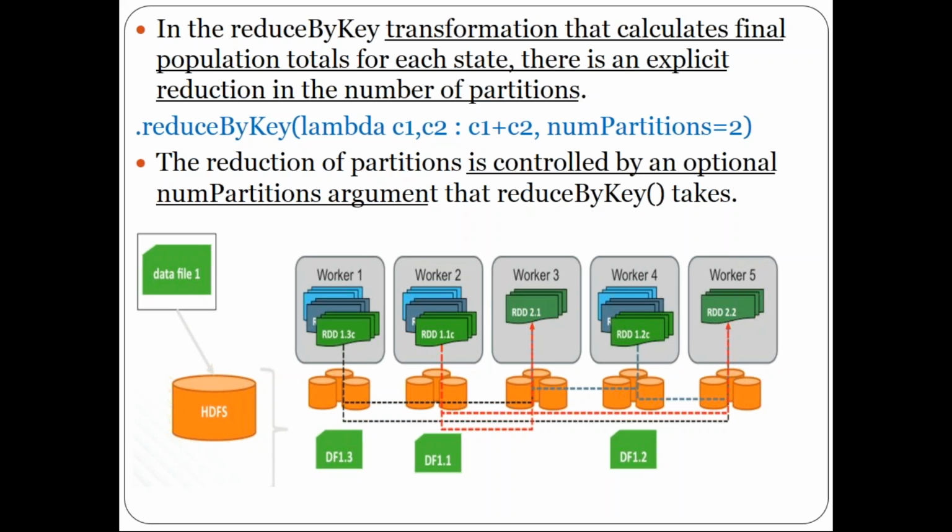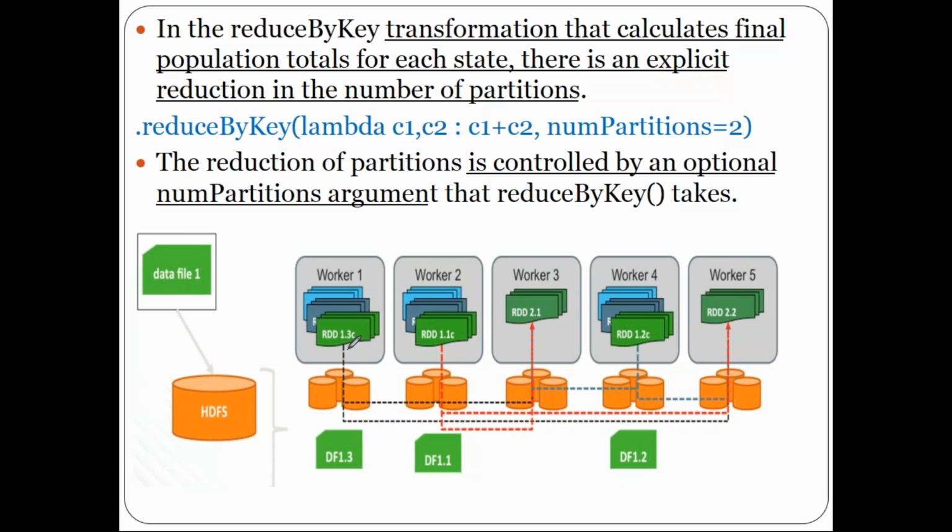Reduced by key means 1, 2, 3, 4 as inputs. Reduce by key A comma B, A plus B means 1 plus 2 plus 3 plus 4, which is 1 plus 2, 3, 3 plus 3, 6, 6 plus 4, 10. Now, 10 is 1, whereas 1, 2, 3, 4 are 4. Like that. Here, in this diagram, if you carefully observe, let me show a diagram.